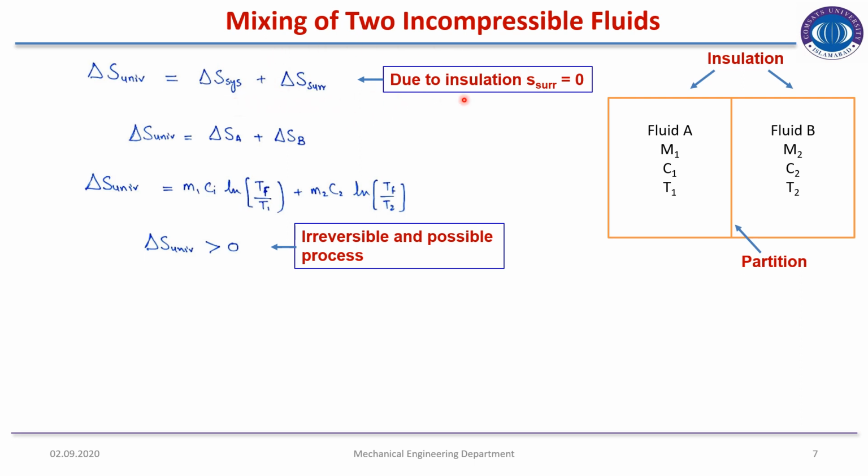Then you will say that due to insulation the change of entropy of the surrounding is equal to 0. Then you will put the values of the change of entropy of fluid A and the change of entropy of fluid B in the main equation, and then you will calculate that the value of the equation is positive, and that shows that the process is irreversible and that it is also a possible process.